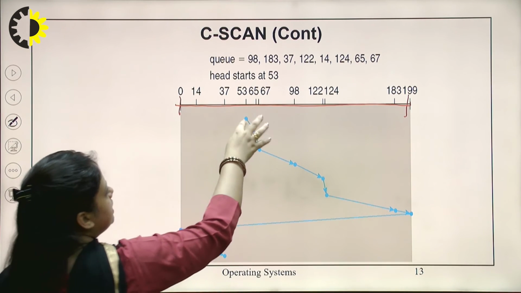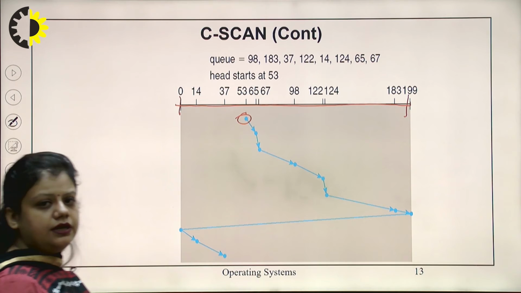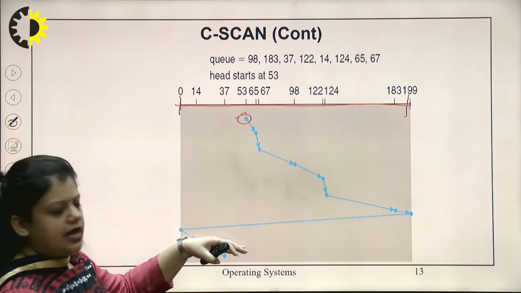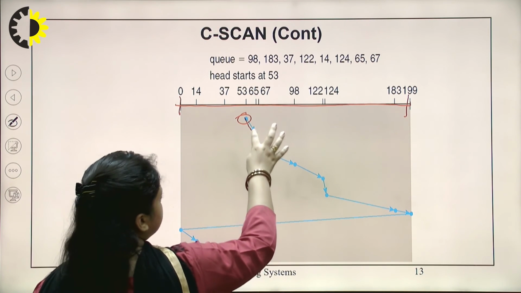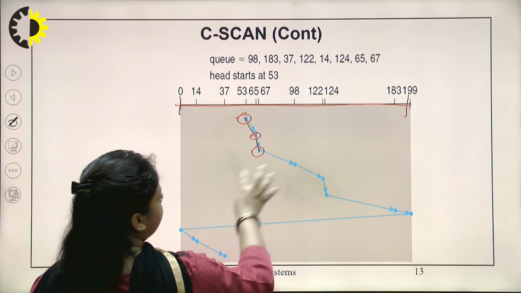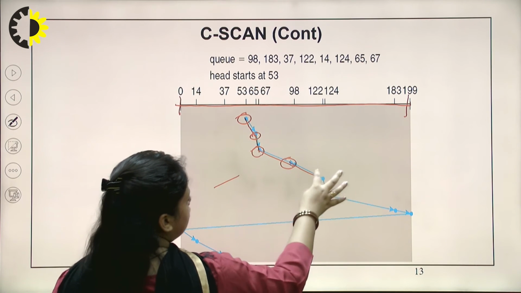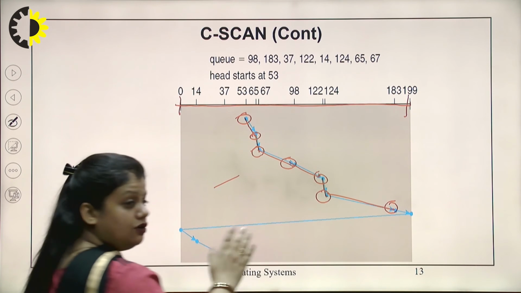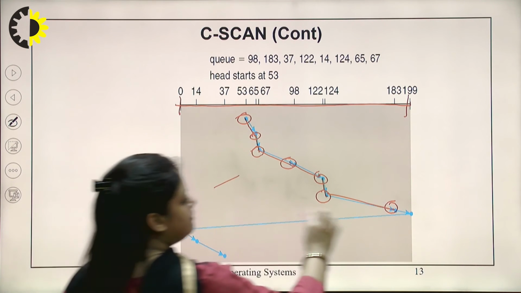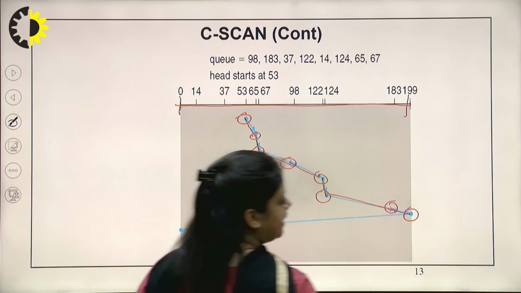This is the queue. The current head position is at 53. Again, we can move in any of the directions. Suppose here we are moving towards the right. So it goes from 53 to 65, from 65 to 67, then to 98, then to 122, 124, 183, and it goes to the other end of the disk as we were doing for scan. So it reaches 199.